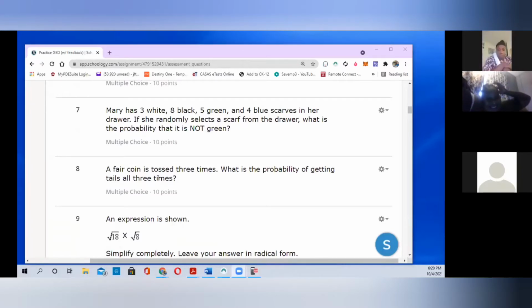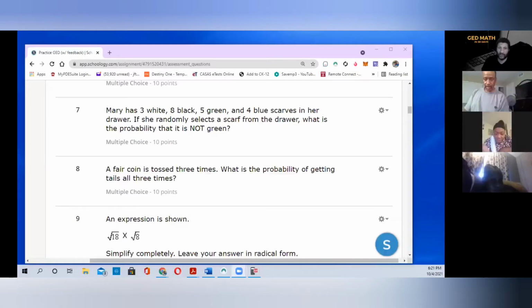Listen, all these questions might seem difficult, but a lot of the difficulty is your perception of the question. I'm going to show you that this is also an easy question. So I'm going to give 2 minutes. Mary has 3 white, 8 black, 5 green, and 4 blue scarves in her drawer. If she randomly selects a scarf from the drawer, what is the probability that it is not green? I know your heads are spinning.